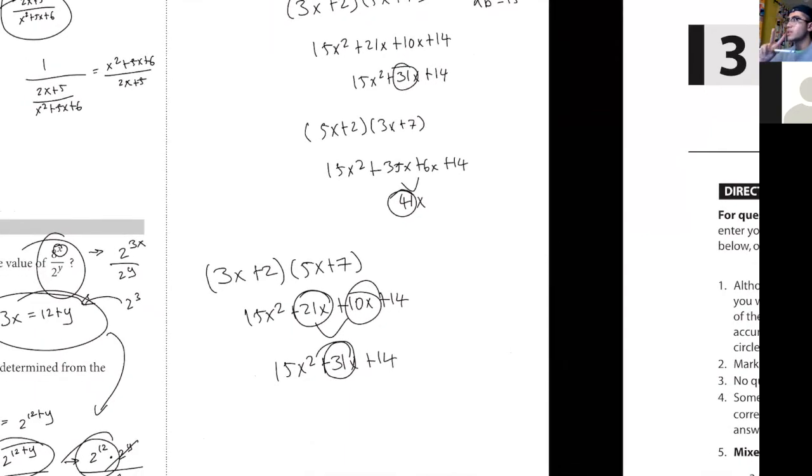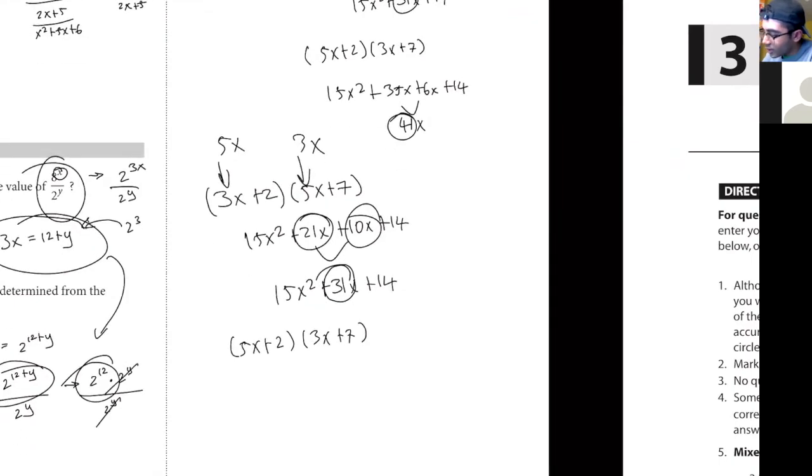So the reason why they said there's two different values for C is because if you reorient, so if we make this 5x and if we make this 3x, we're going to get 41 here. So let me show you why. This will be 5x plus 2 and then 3x plus 7, right? And if we FOIL this out, we're going to get 15x squared plus 35x plus 6x plus 14. This will then be 41x, and C will equal 41.